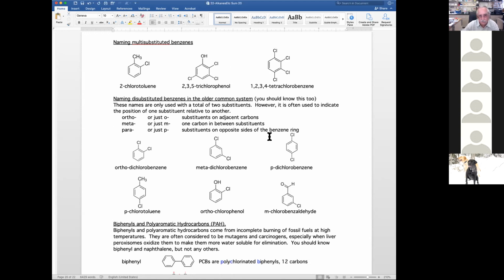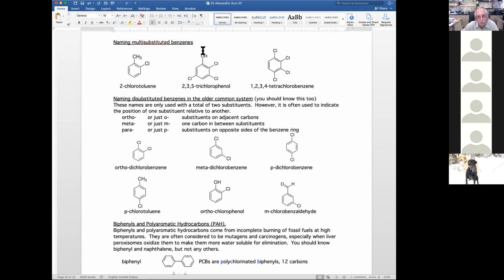Then naming multi-substituted benzenes. So this would be called 2-chlorotoluene. See how this is already toluene? So you took toluene and you put a chlorine atom on it. That'll be carbon number 1, that'll be carbon number 2.